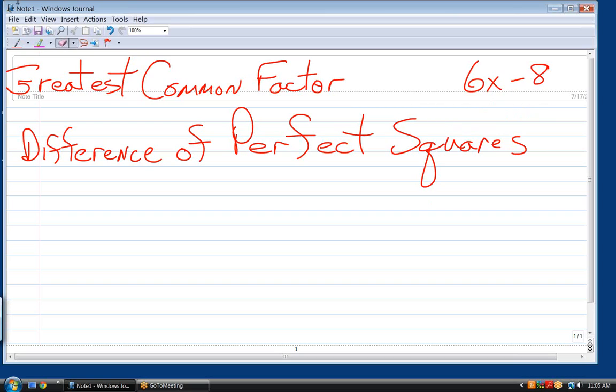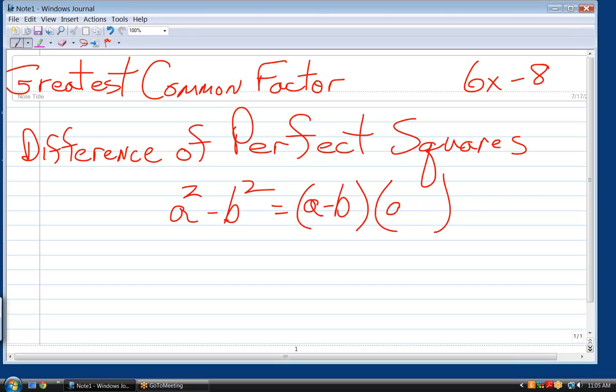Let's talk about difference of perfect squares. Difference of perfect squares basically means this: a squared minus b squared, where each is a perfect square, always factors into a minus b times a plus b. Such that if we had x squared minus 4, what's that factor into?